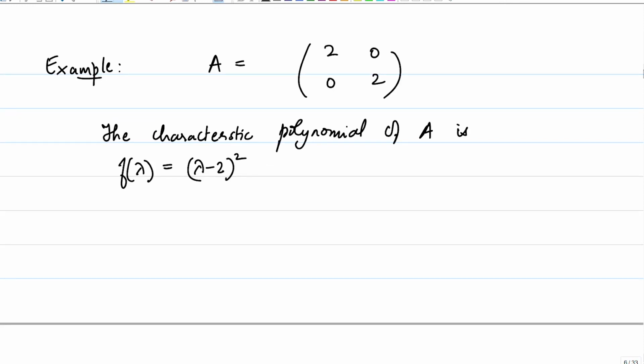So, can we say that if the characteristic polynomial splits, our matrix is diagonalizable, or our linear transformation is diagonalizable? To answer that question, let me give you another example by slightly tweaking this. Let me call this example 1. Let us look at example 2, where A is equal to 2 1 0 2.